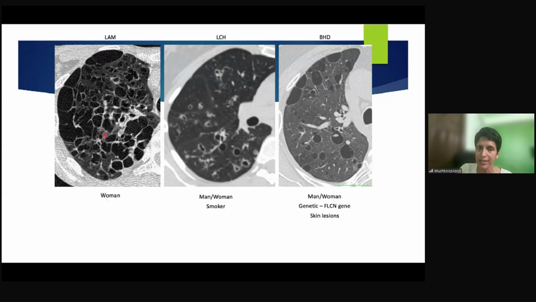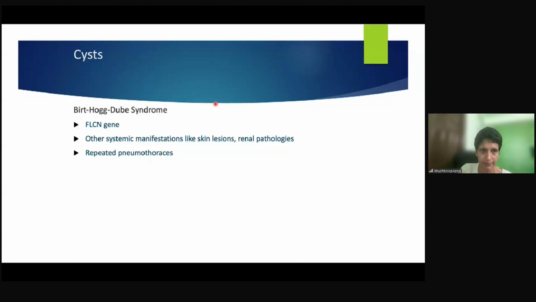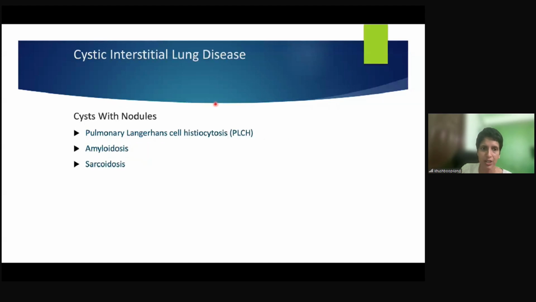So as I said, if it's a woman with cysts, we think of LAM. If it's a male smoker or even a female smoker, and you also see some nodules, then LCH is the topmost diagnosis. But if neither, then please think of Birt-Hogg-Dube, which is also rather common. As I said, in these cases, we need to get the FLCN gene mutation.